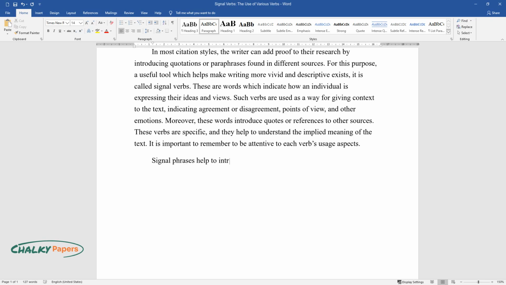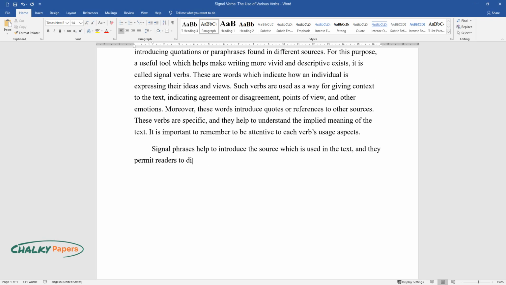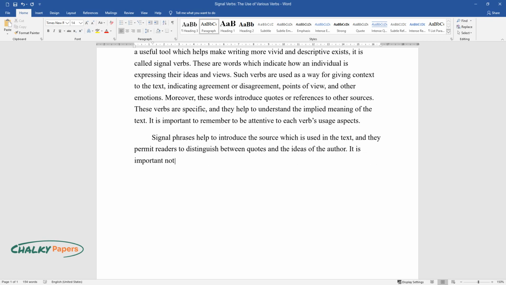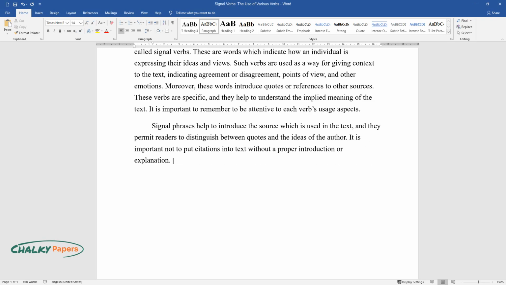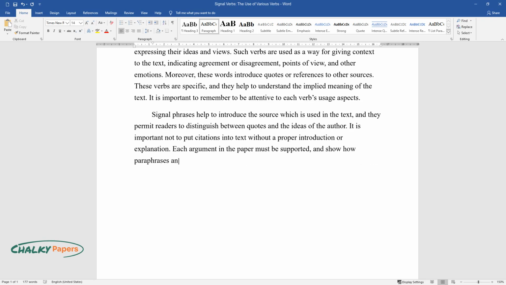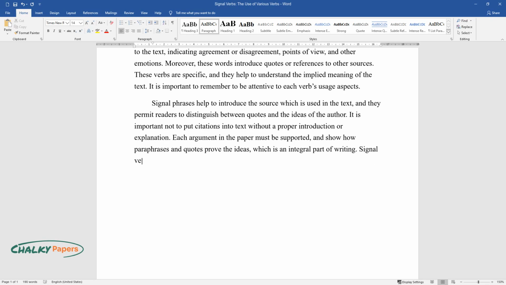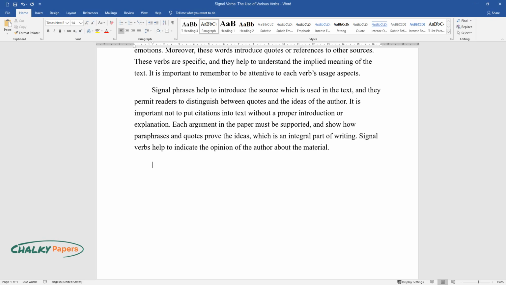Signal phrases help to introduce the source which is used in the text, and they permit readers to distinguish between quotes and the ideas of the author. It is important not to put citations into text without a proper introduction or explanation. Each argument in the paper must be supported, and showing how paraphrases and quotes prove the ideas is an integral part of writing. Signal verbs help to indicate the opinion of the author about the material.